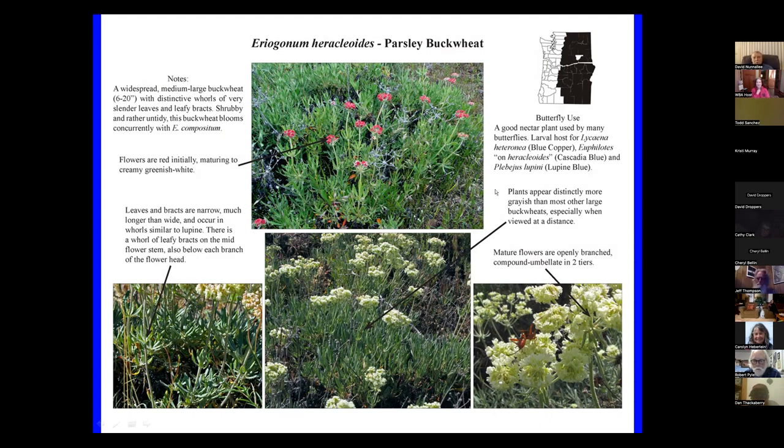It is larval host for the blue copper, or Euphilotes heracleoides, our so-called Cascadia blue, and also the lupine blue, Plebeius lupini.